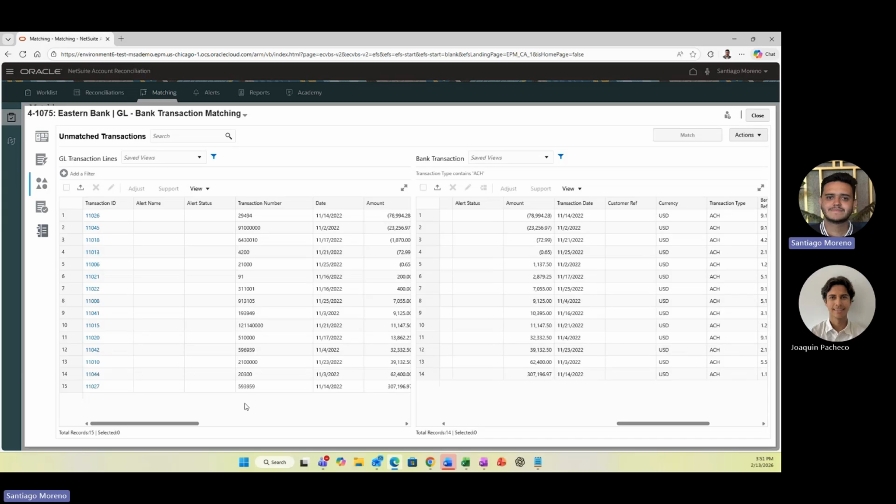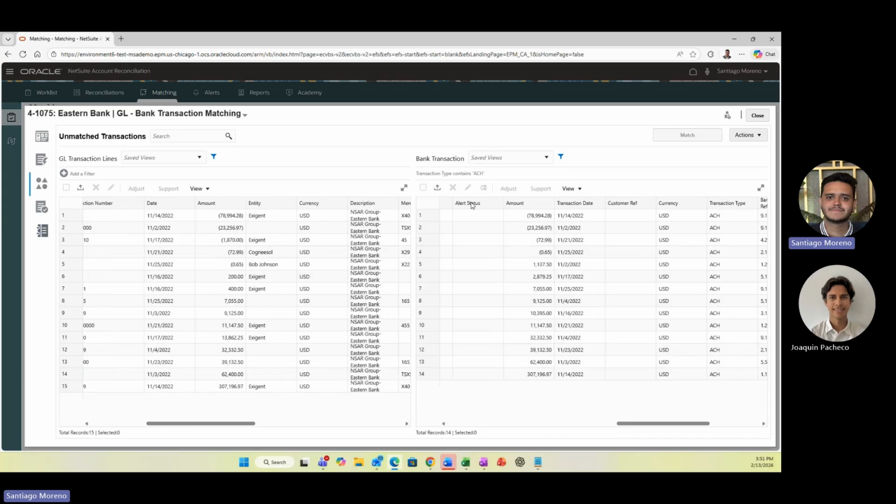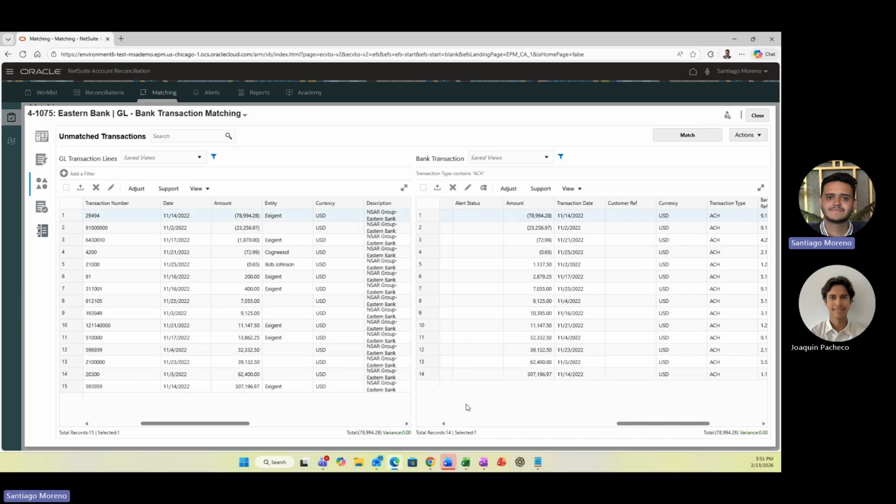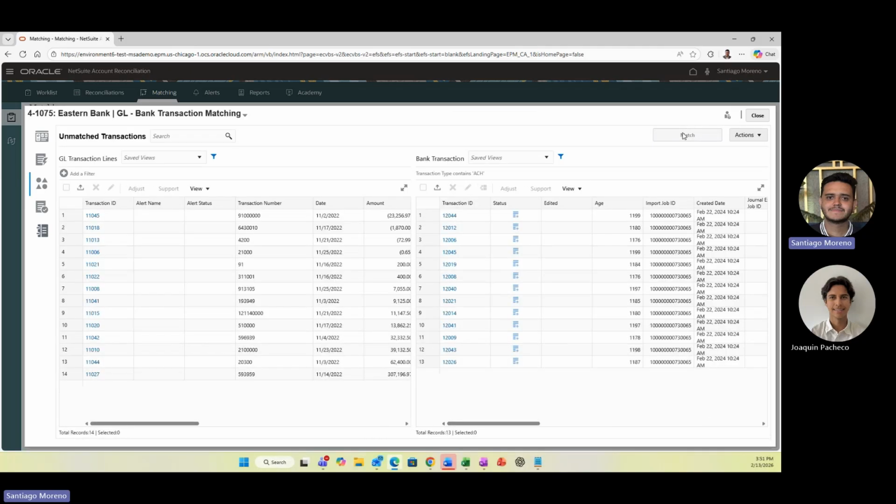So even if something was not picked up by the system, I can always manually select from one side and the other side. You can see that all the way down, it will show me the variance between the two, in case I want to be 100% sure that I'm tying those out to the penny. And then I can just click here and match, and they will become matched. The idea is that at the end of the exercise, you just keep in here those outstanding items that you haven't been able to identify, and you can always support them so that you are able to audit them or report on them.